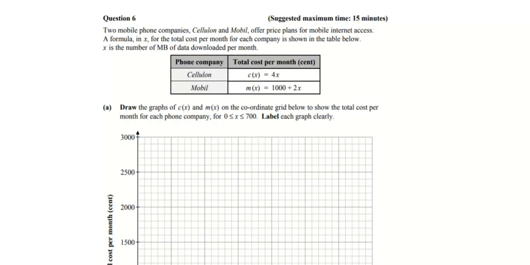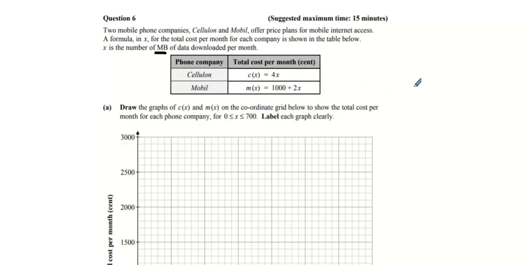Okay. Two mobile phone companies, Cellular and Mobile, offer price plans for mobile internet access. The formula in X, the total cost per month for each company, is shown in the table below. X is the number of megabytes of data downloaded per month. Draw a graph of C of X and F of X.